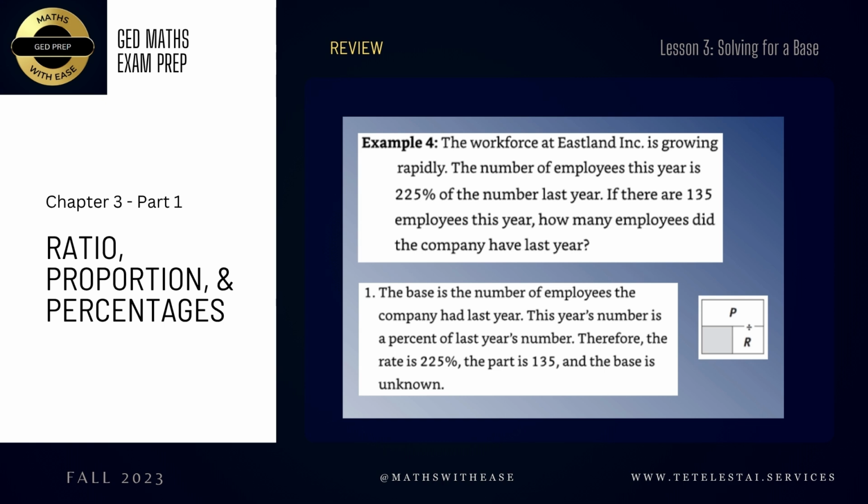So the base is what we don't know. We're not given any information about the base. We know information about the part, and we know information about the rate, which is 225%. So you cover the base in your pictogram that represents the percent formula. So we know that we're to find the base, we're going to need to divide the part, which is 135, by the rate, which is 225%.